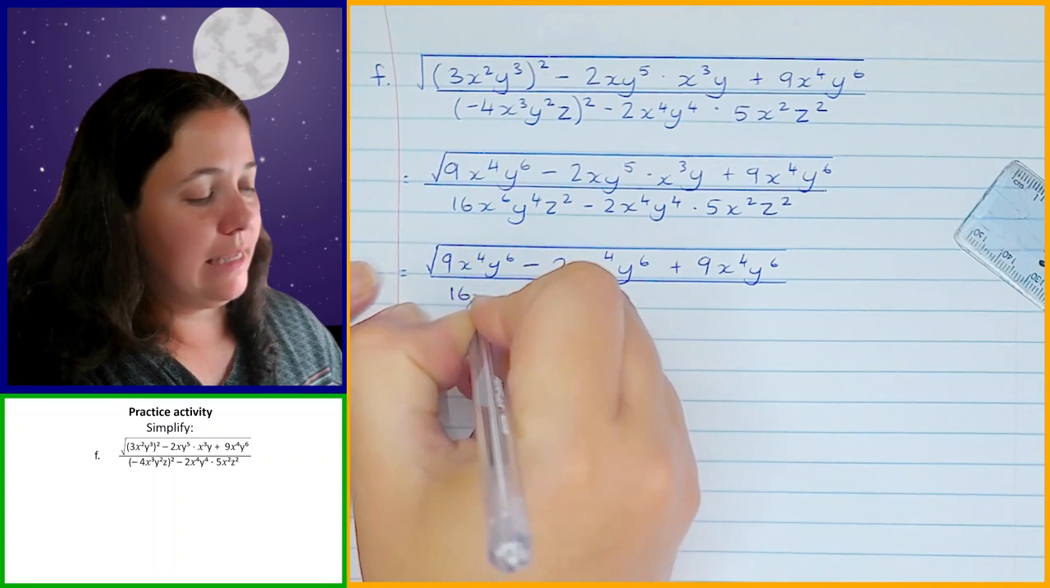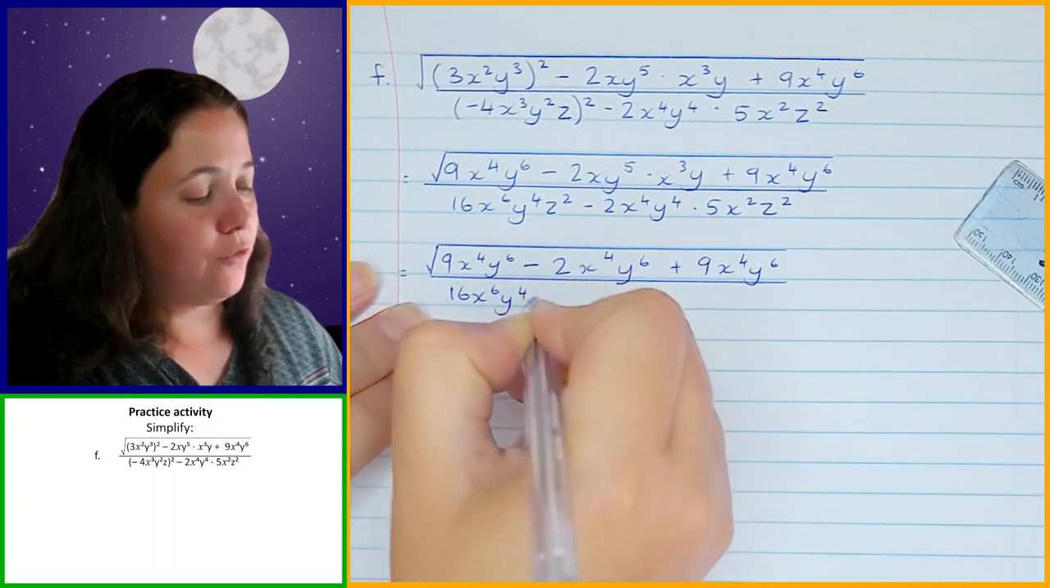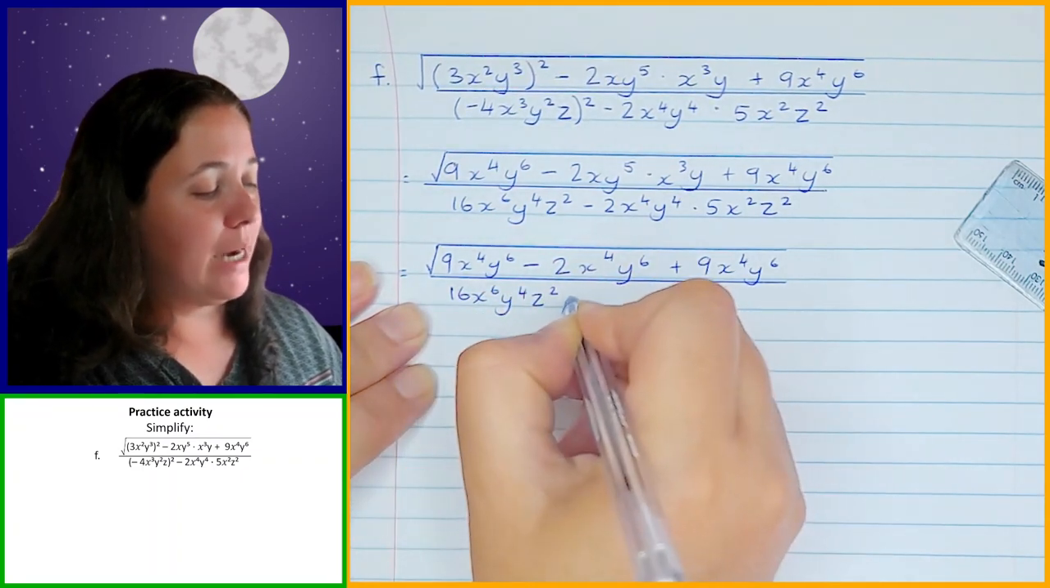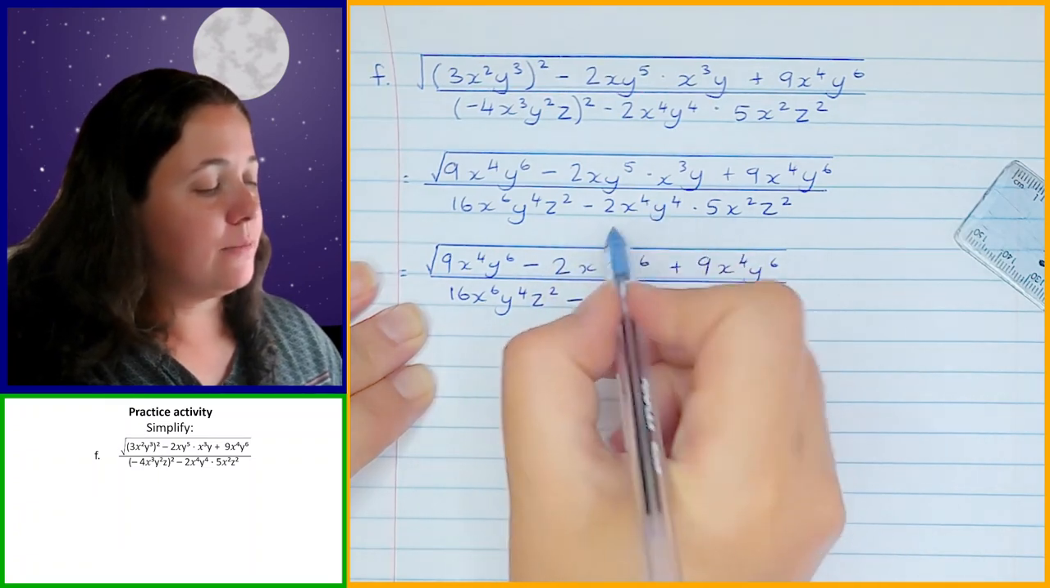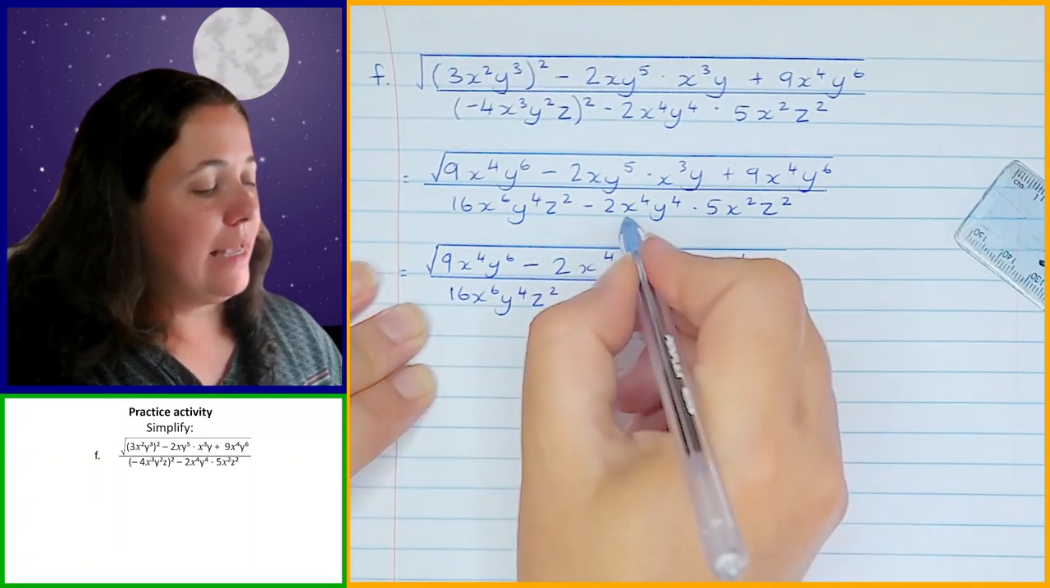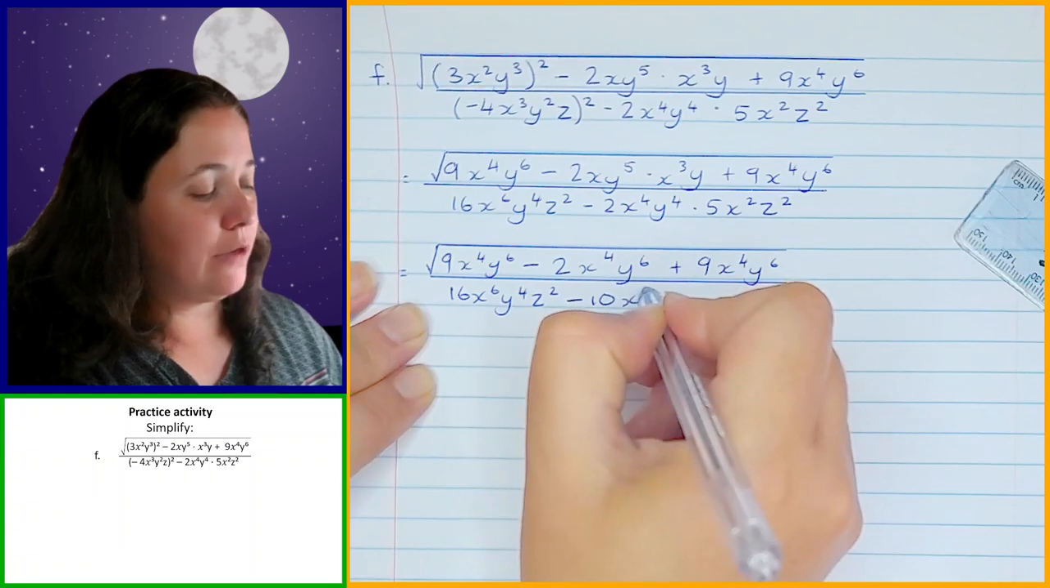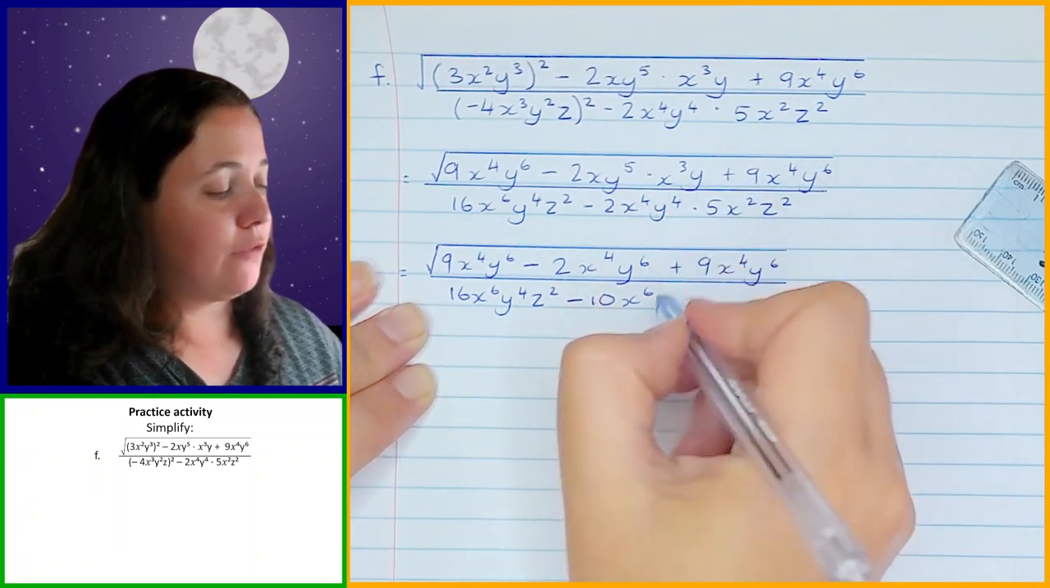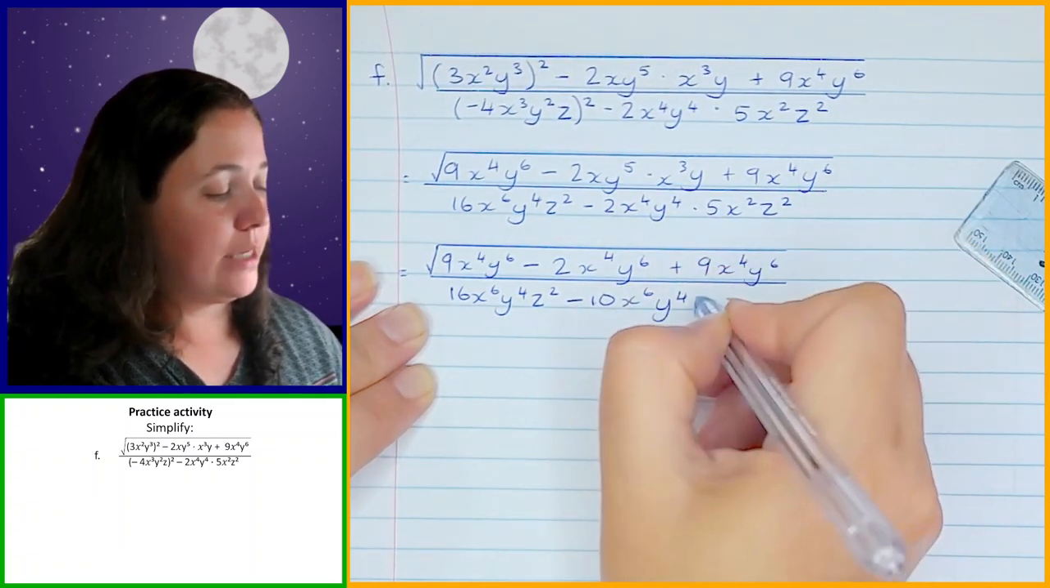I've got 16x to the power of 6, y to the power of 4, z squared. Minus times plus is minus. 2 times 5 is 10. X to the power of 4 times x squared is x to the power of 6. Then I've got y to the power of 4 and z squared.